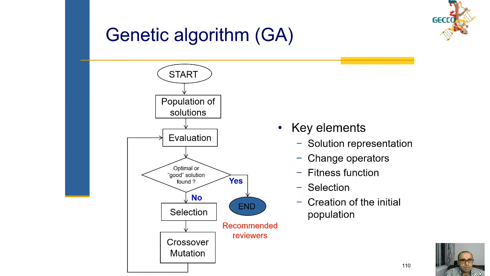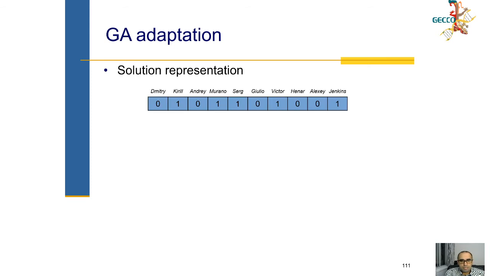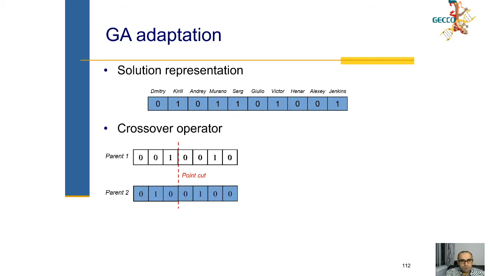We are using the traditional genetic algorithm again for this problem. As for the solution representation, we are using a vector representation where in each dimension of the vector we have a reviewer from the project, and the value 0 means that the reviewer will not participate in reviewing the code change, and the value of 1 means that the reviewer is recommended to review the code change.